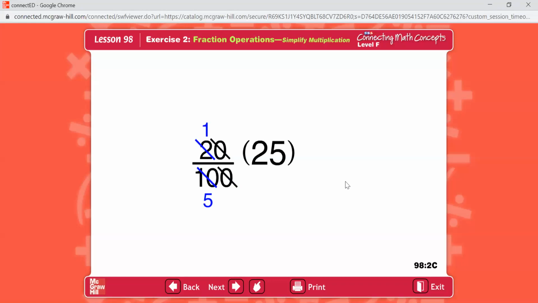What can we simplify 25/5 to? We can simplify 25/5 to 5. 1 times 5 equals 5. That's the answer to the problem. Remember, cross out zeros, then do the other simplifications.